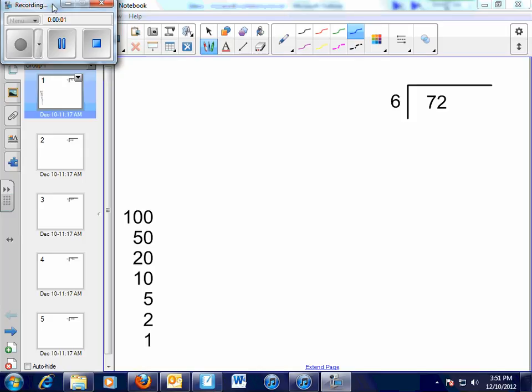This is Mr. Moran, fourth grade teacher at AV Cato Elementary, and I'm going to show you a little guide on how we do division in the fourth grade.